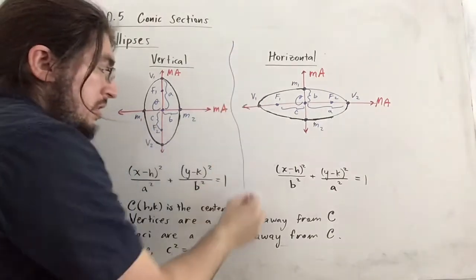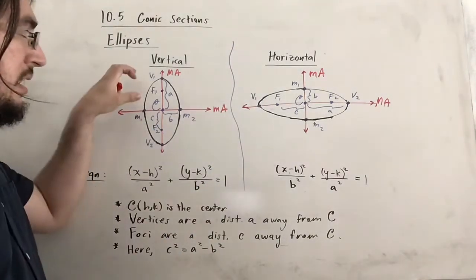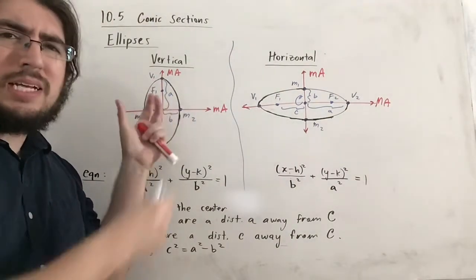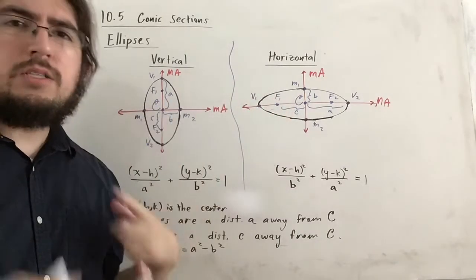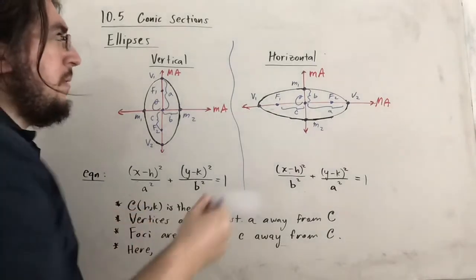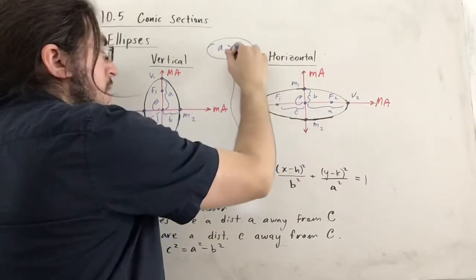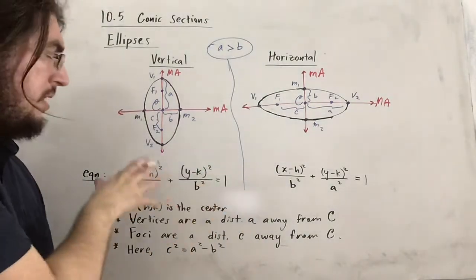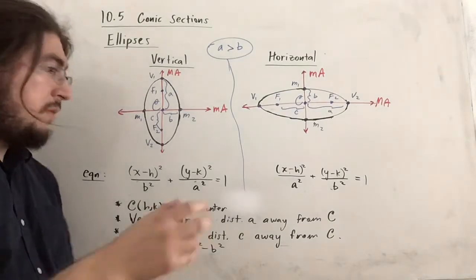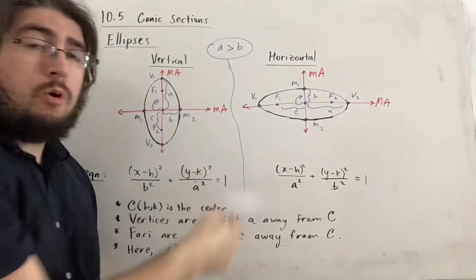Now, yes, there are only two equations, one for vertical and one for horizontal. You notice here that the distance A is always going to be larger than B. If B was bigger than A, in this case, it would actually be horizontal and not vertical. So keep that in mind. So A has to be larger than B. And we'll actually see that coming out shortly, but let me just write here: A is always larger than B. Now, with that being said, if you compare the equations, you'll notice here that the larger number, a squared, is always going to be under y for the vertical equation and under x for the horizontal equation.